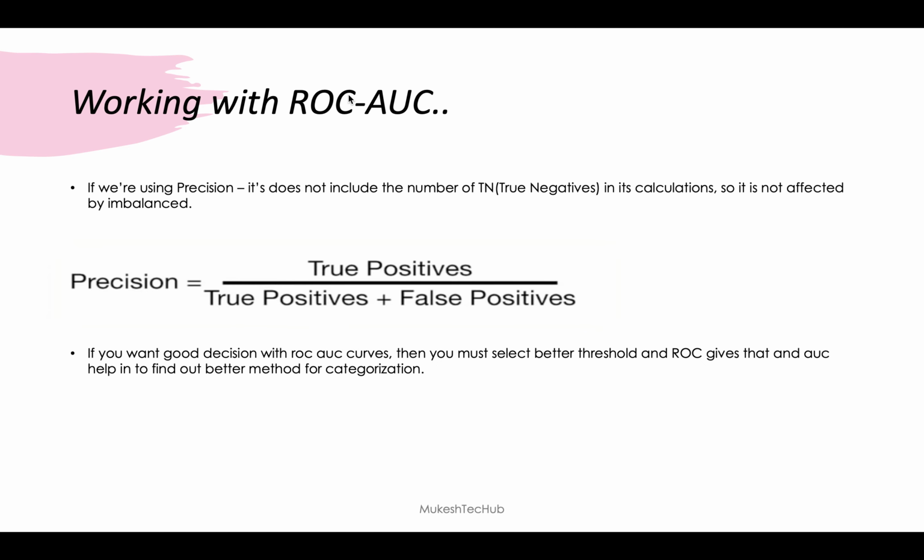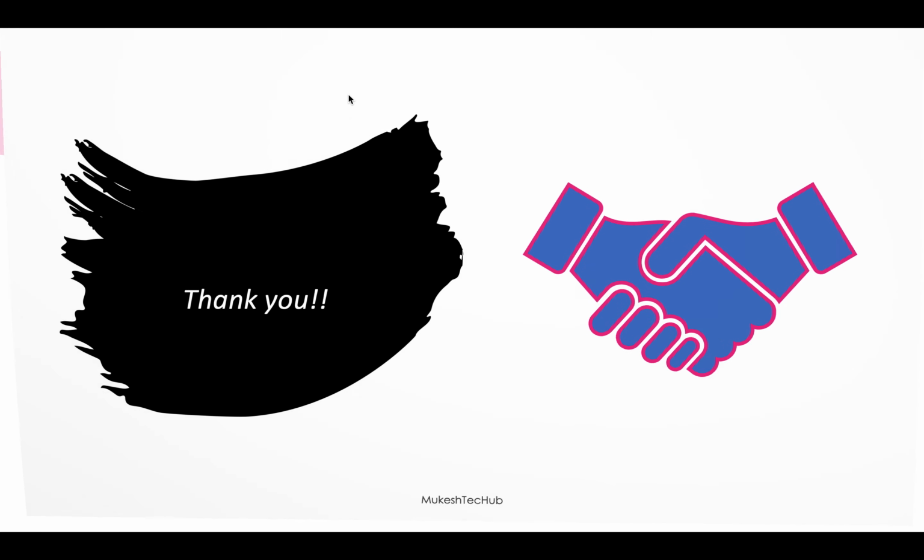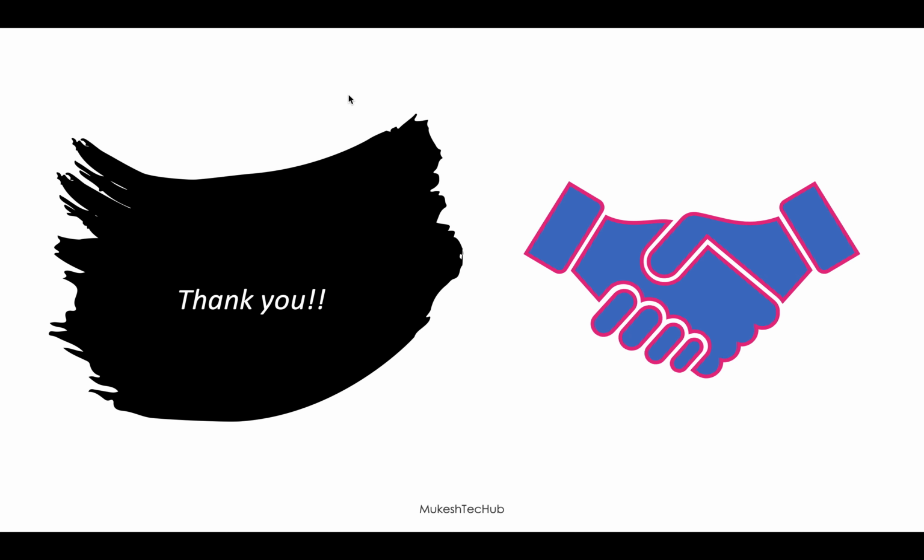So if you want a good decision with the ROC AUC curve, then you must select the better threshold. ROC gives that, and AUC helps to find the better method for categorization. So if you want to identify the categories for the disease or some different patterns, then you have to select the better threshold level. Threshold level plays a very important part in the ROC AUC curve. So this is all about the ROC AUC curve, guys.